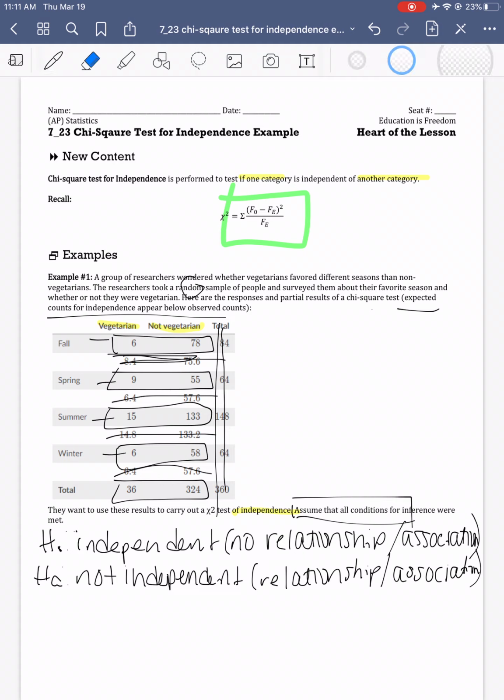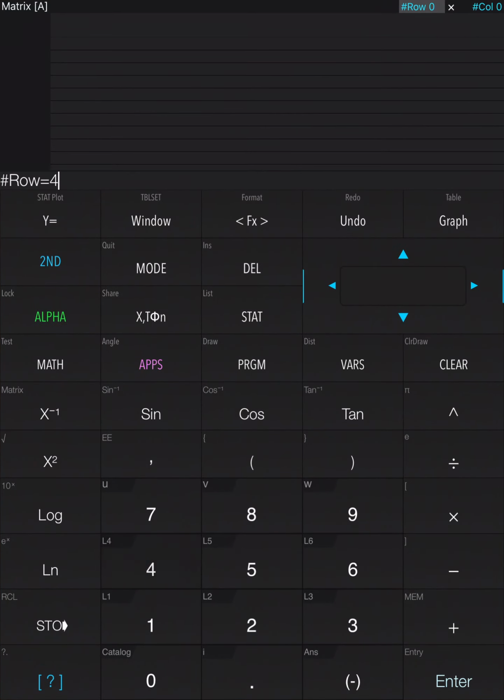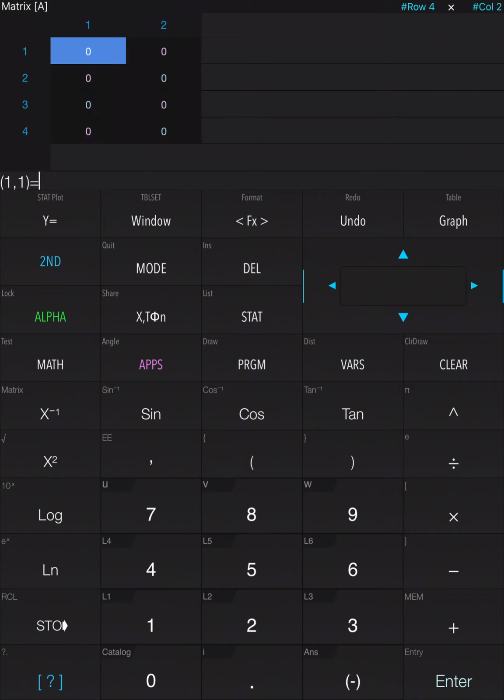Oh, I did make a mistake here. I boxed this total at the bottom. I do not want that either. So I'm just going to include 1, 2, 3, 4 rows and 2 columns. So row 4, enter, 2 columns, enter, and then I'm only putting in those observed values.